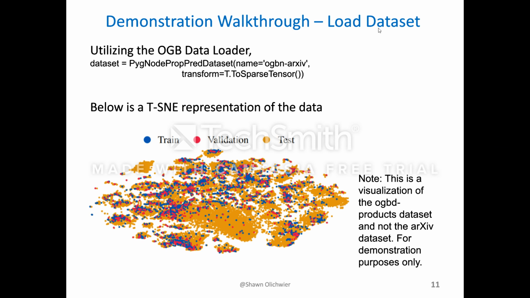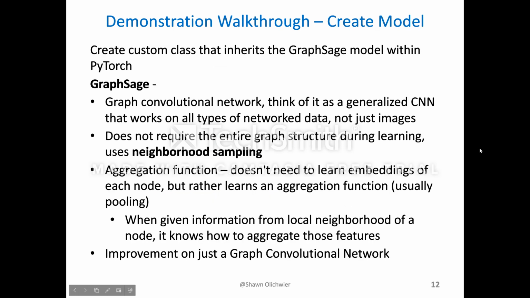Essentially we're going to load the data set, and OGB, like I said earlier, has a fantastic data loader API. So I'm going to do a node prediction data set, using the title of the data set, and then transform that into a sparse tensor. Looking at this data set, which is a similar data set but not the exact one we're using, these are all of the nodes in our data set compressed down to 2 dimensions. You can imagine all of the connections within here, all 2.3 million of them. This is going to get messy very quickly. So that's just a quick visualization to set the stage.